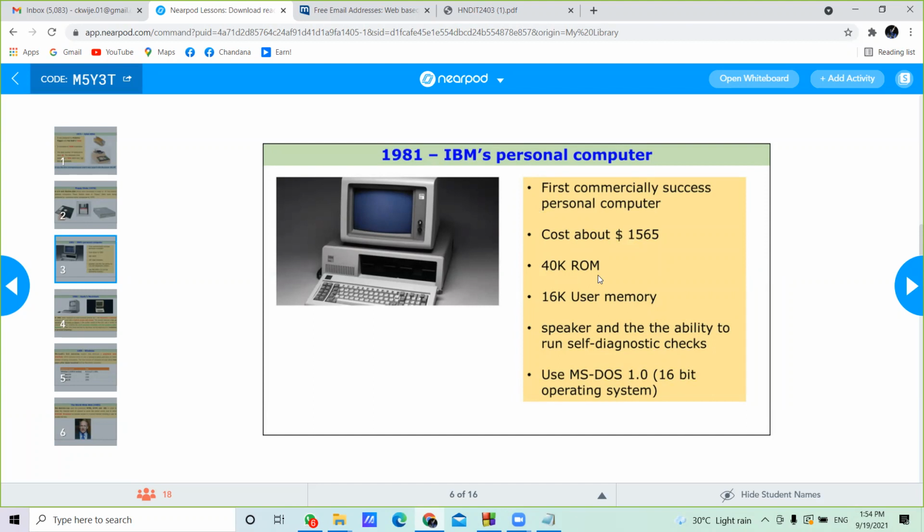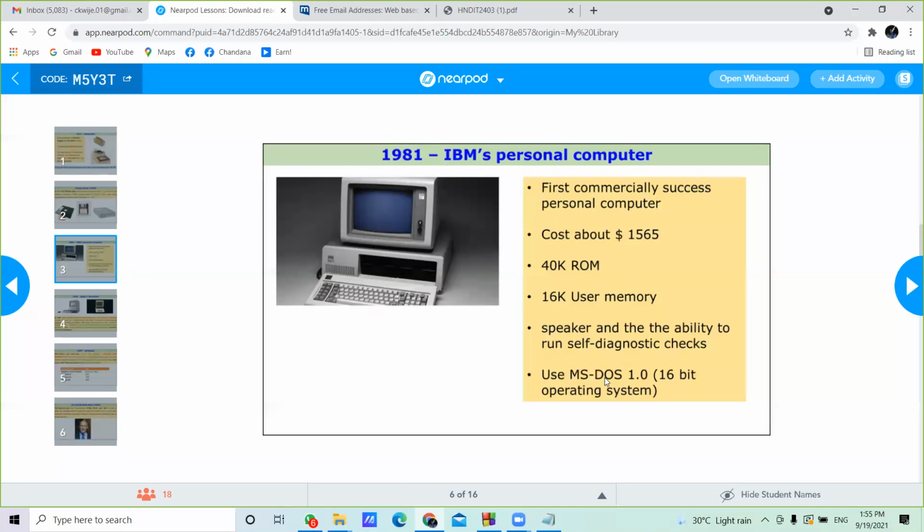It has a ROM capacity of 40 kilobytes, 40K of ROM, and 16K of user memory. Here user memory means RAM capacity, 16K. Another feature of this computer is a speaker and the ability to run a self-diagnostic check. And the operating system they are using is MS-DOS version 1.